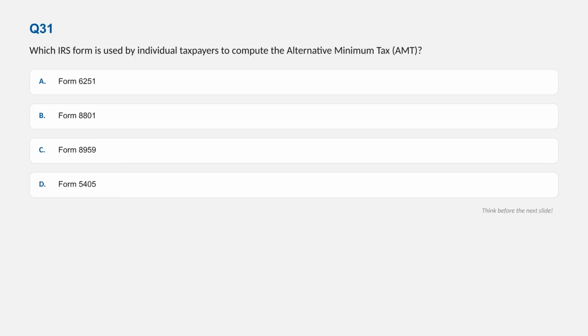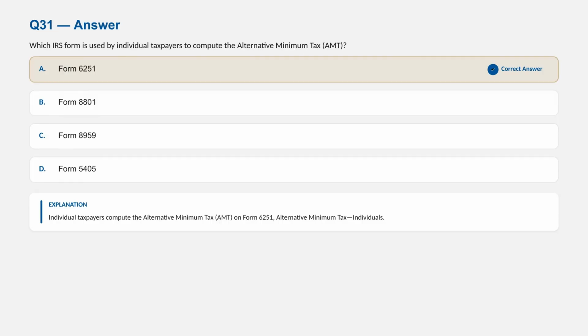Alright, let's move to question 31. Which IRS form is used by individual taxpayers to compute the alternative minimum tax, AMT? A. Form 6251, B. Form 8801, C. Form 8959, D. Form 5405. The correct answer is A. Form 6251. Individual taxpayers compute the alternative minimum tax, AMT, on Form 6251. Great, now let's move to our next question.